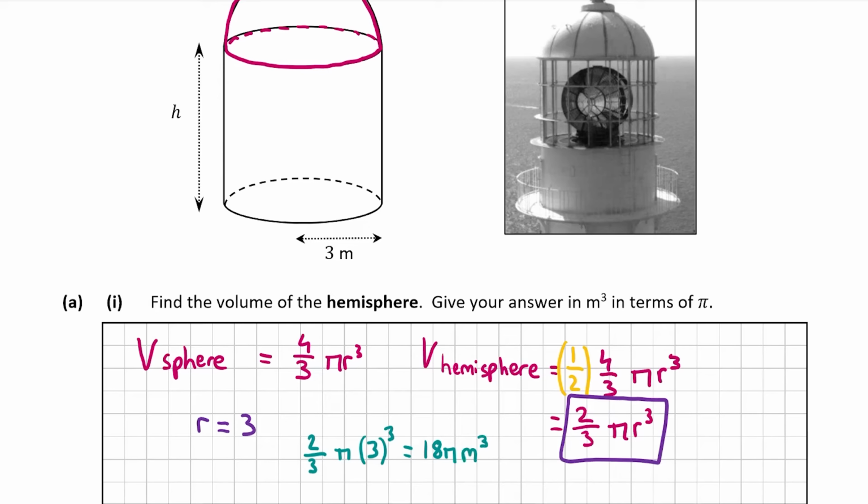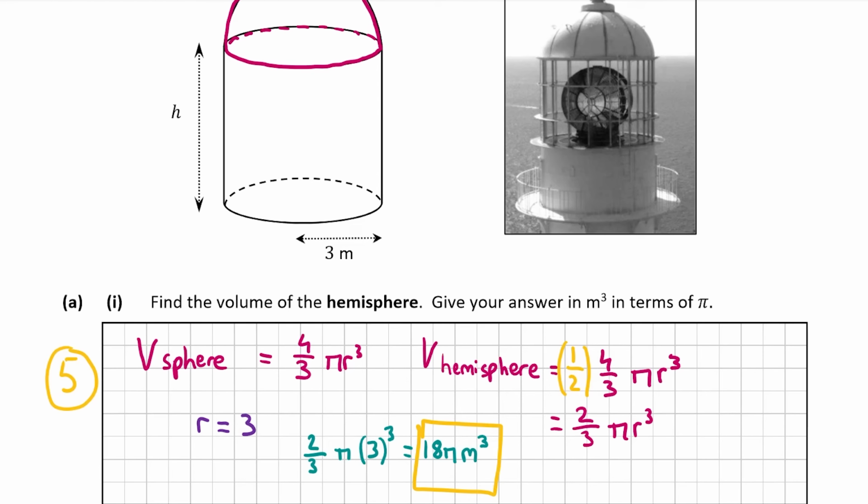Don't forget your units. In this case, it's meters cubed. Meters because the radius is given as 3 meters. And cubed because the volume of something is always meters cubed or centimeters cubed. It's just the units of whatever it is, so in this case meters cubed. So our answer anyways is 18 pi meters cubed. So that's our answer for A part 1, and that was worth 5 marks.